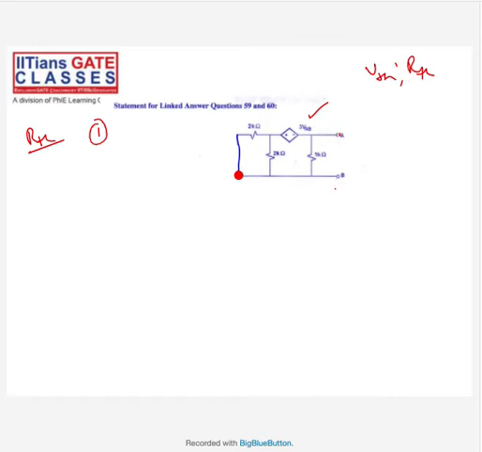You have to apply a voltage source or a current source of known value at the terminals A and B. You can either use voltage source or current source. Here I'll use a current source of value, say 1 ampere. And if I find the voltage V here, V by I will give my resistance. So I'll call this V1.